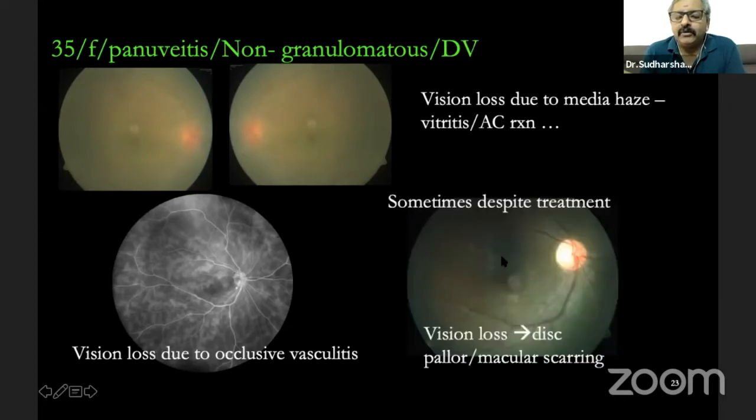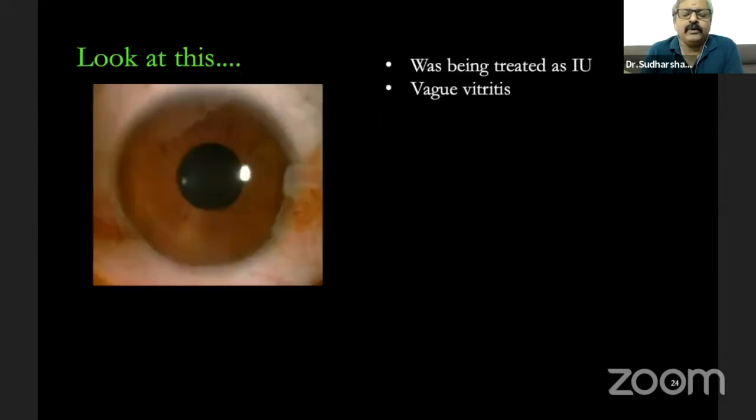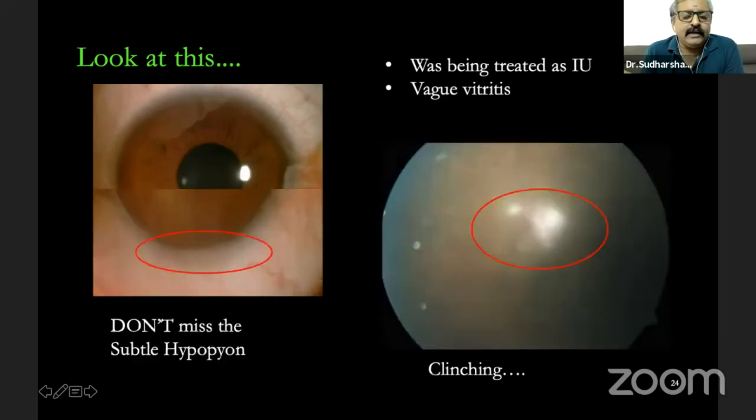Sometimes, despite treatment, it might go on to disc optic atrophy because arteries and veins are involved. So it's very important that you pick up subtle hints. For example, look at this patient. This was referred to as intermediate uveitis with vague vitritis. Luckily for us, we didn't miss the subtle hypopyon and the retinal picture of this, which was clinching.